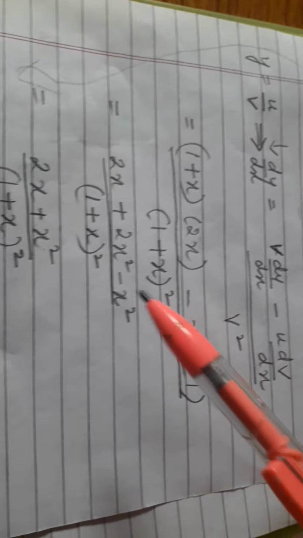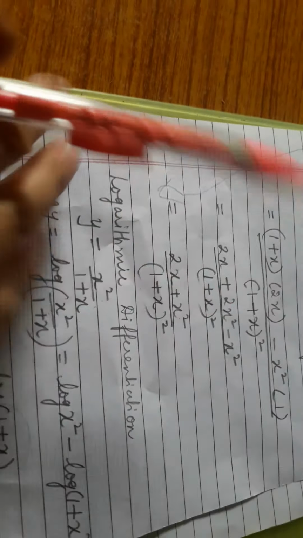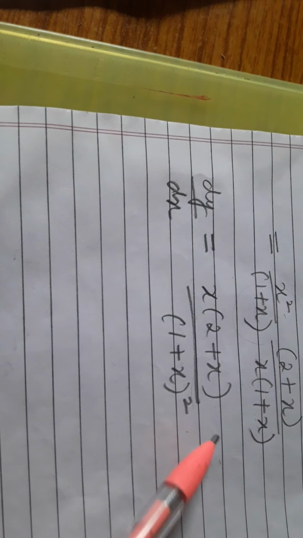There you go. And now have a look at my previous working using the quotient rule that I showed you, right? The same answer: 2x plus x square by 1 plus x the whole square. And the same thing here. Take 2x plus x square, it's nothing but 2x plus x square by 1 plus x the whole square. So it's just that it matters.